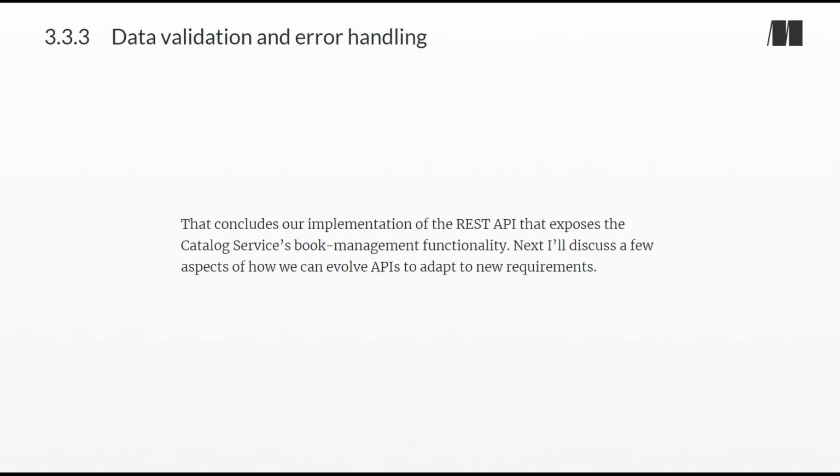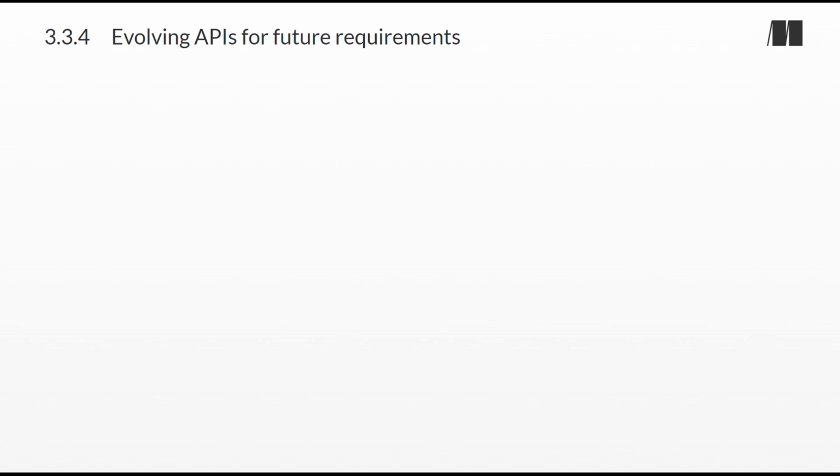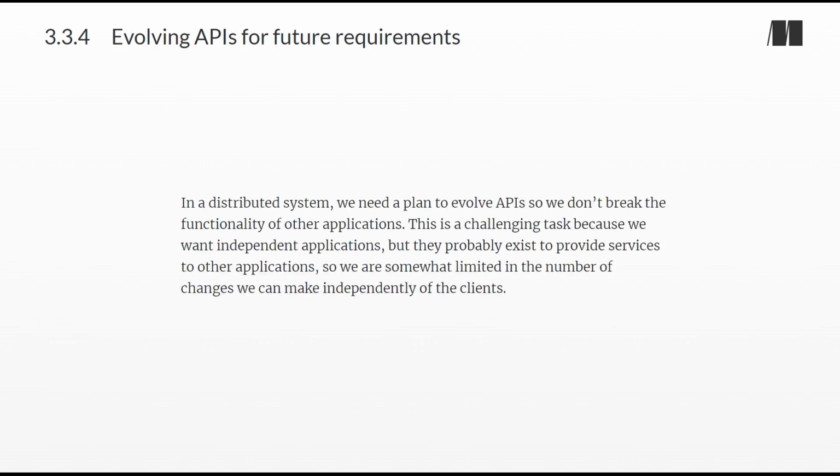That concludes our implementation of the REST API that exposes the catalog service's book management functionality. Next, I'll discuss a few aspects of how we can evolve APIs to adapt to new requirements. Section 3.3.4, Evolving APIs for Future Requirements. In a distributed system, we need a plan to evolve APIs so we don't break the functionality of other applications. This is a challenging task because we want independent applications, but they probably exist to provide services to other applications, so we are somewhat limited in the number of changes we can make independently of the clients.